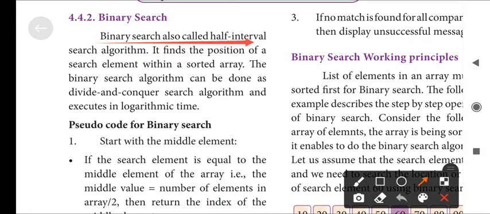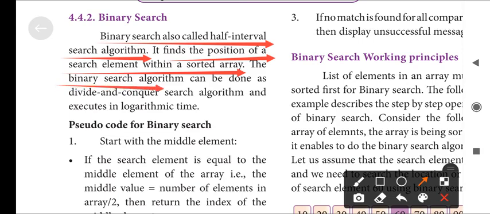Binary search is also called the half interval search algorithm. It finds the position of a search element within a sorted array. It helps to find a particular element within a sorted array, because binary search requires an ascending order or descending order list. Only in an ascending or descending order list can binary search be applied.